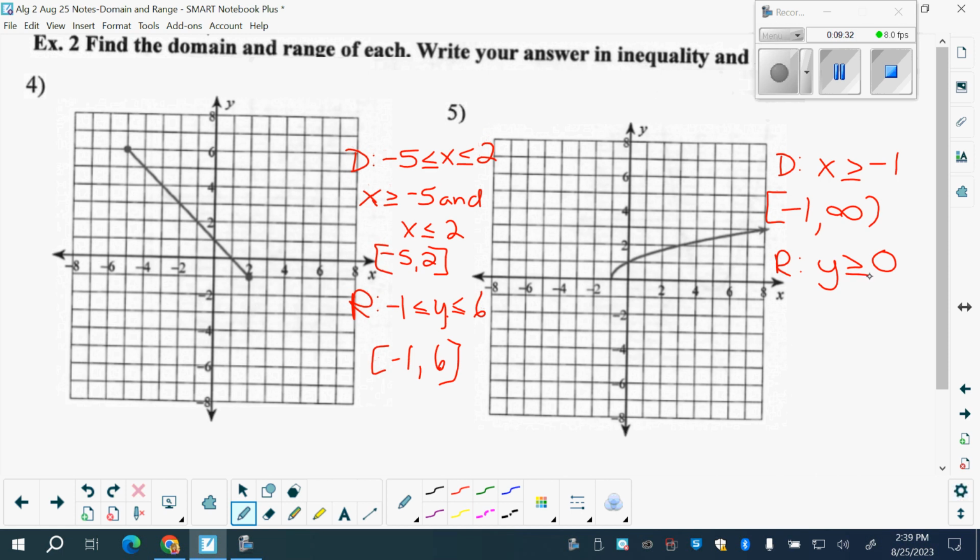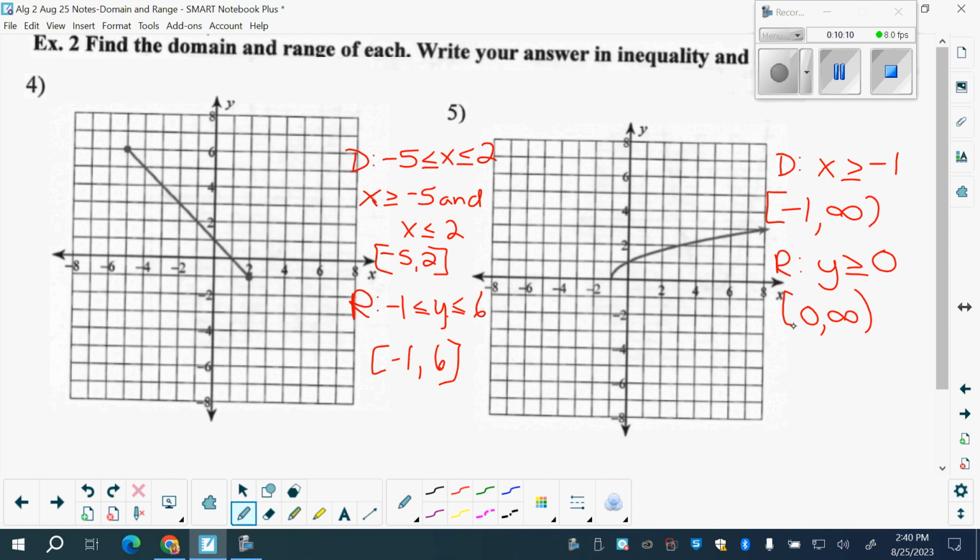Good. So this x value is a -1, but the y value is 0. So that's why we have y is greater than or equal to 0. Okay, what would that be in interval notation? Raphael. Interval notation for y would be 0, and then what about the 0, bracket or parentheses? Bracket. Yes, good, because it's got an equals. Does that make sense? Okay, let's move on to number 6.